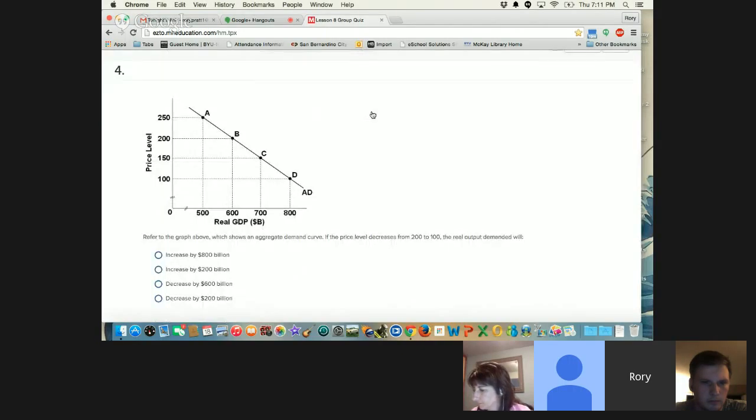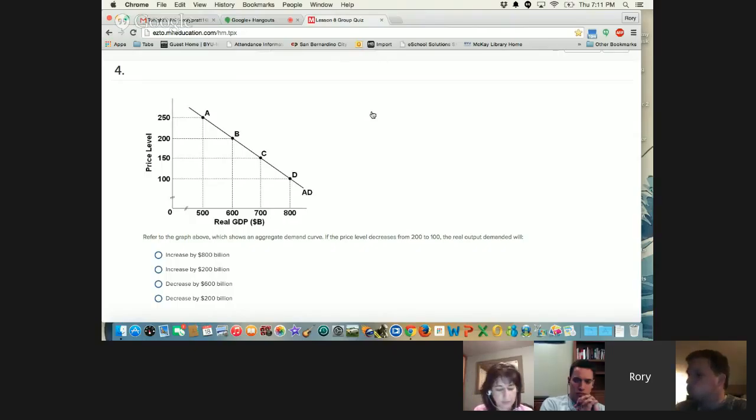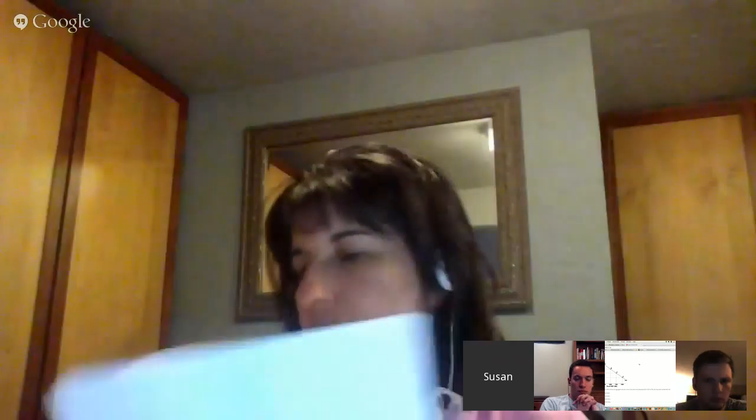Okay, number four. Referring to the graph above, which shows an aggregate demand curve, if the price level decreases from 200 to 100, the real output demanded will be... I put increase by 200 billion. Yeah, me too, because it goes from 600 to 800.